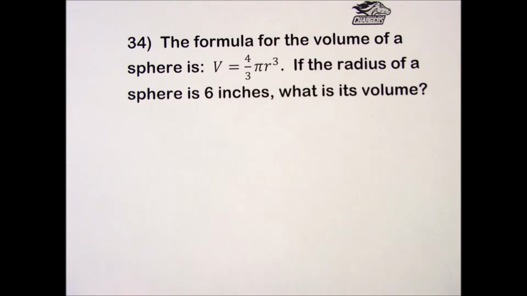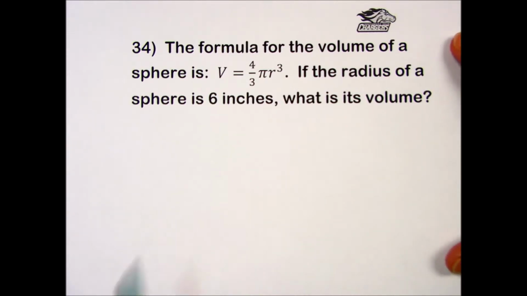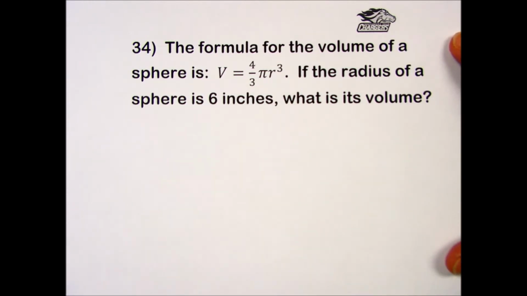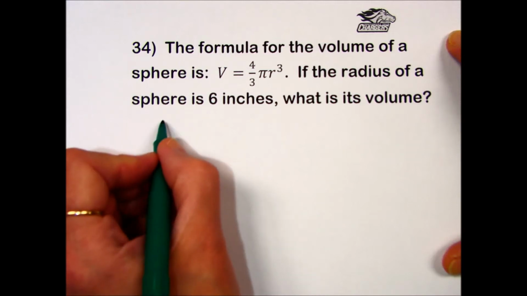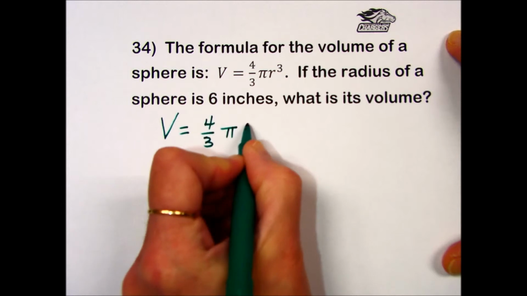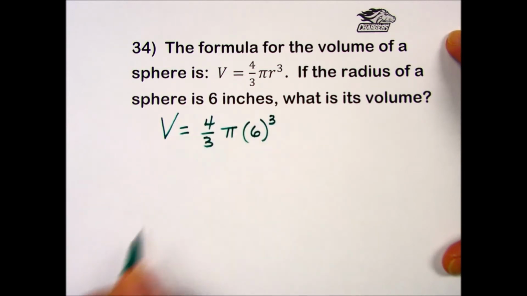In problem number 34, it gives us the formula for the volume of a sphere, 4/3 pi r to the third power. Following our order of operations here, the power would have the priority, and then our multiplication left to right. Continuing with this problem, they're asking us to find the volume if the radius of a sphere is 6 inches. So replacing the r, which stands for the radius, with 6 will be raised to the third power.